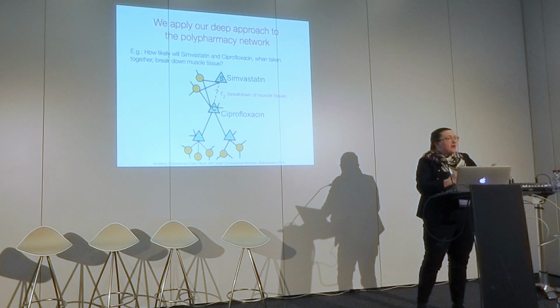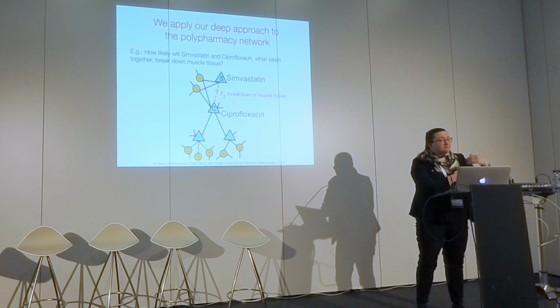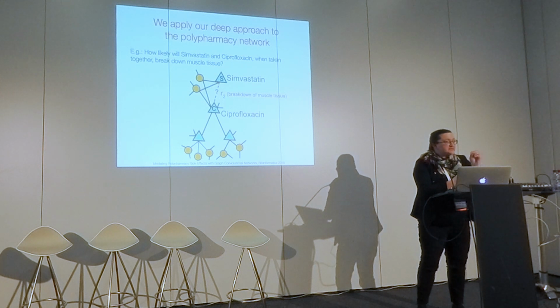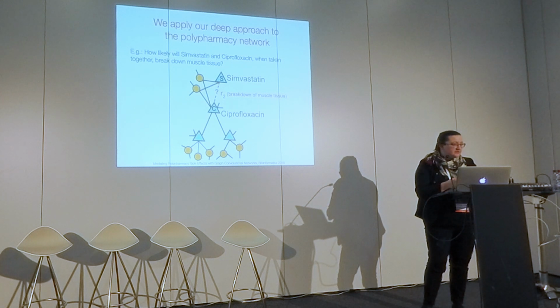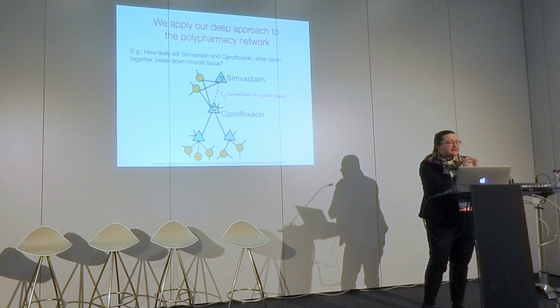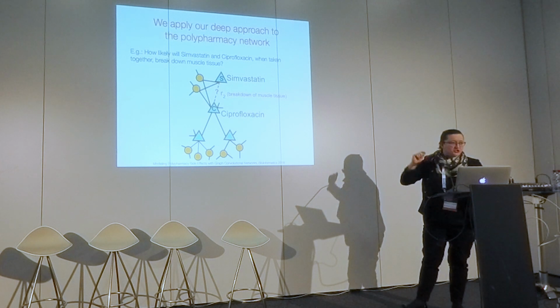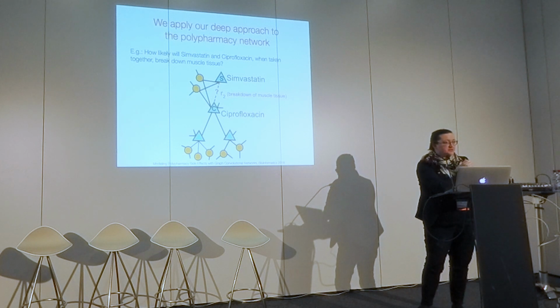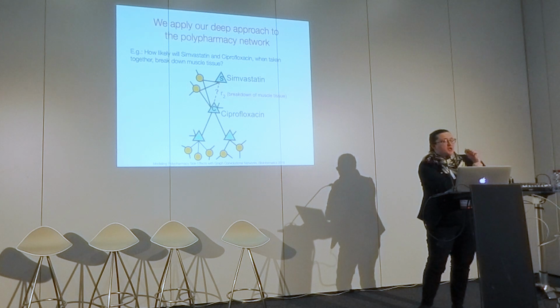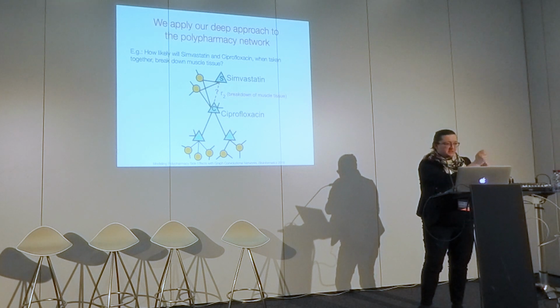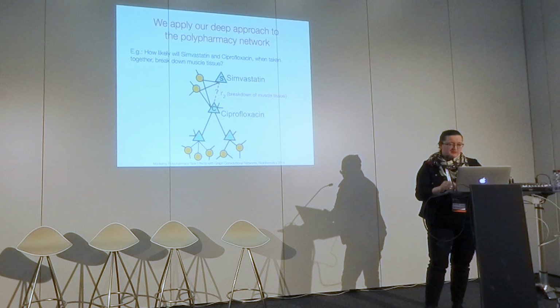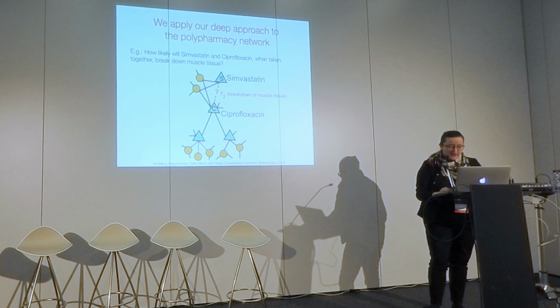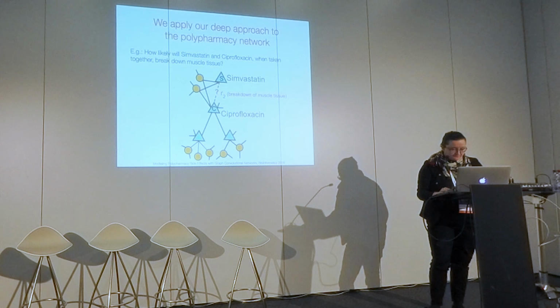So that is a query a biomedical researcher or a chemist might ask, but formally what that means is we are asking the underlying ML model to predict how likely it is that an edge of type breakdown of muscle tissue would exist between the 2 drug nodes C and S that represent the drugs that were in the query of the user.